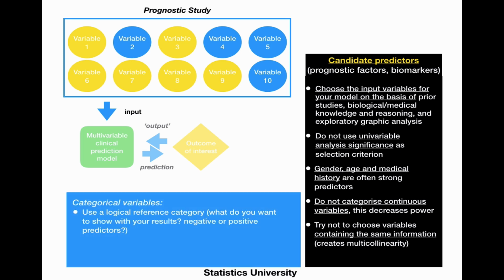With regard to categorical variables, it is wise to use a logical reference category, so think ahead of what you want to show with your results. Do you want to show a negative or a positive predictor? And for continuous variables, use a logical scale. So for example, age in years, not in months, or laboratory values in standard parameters.